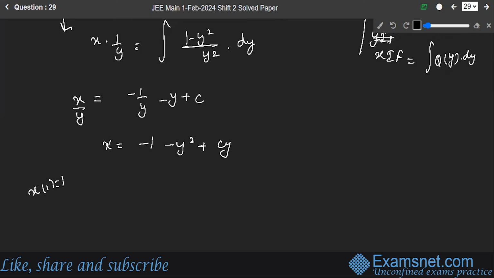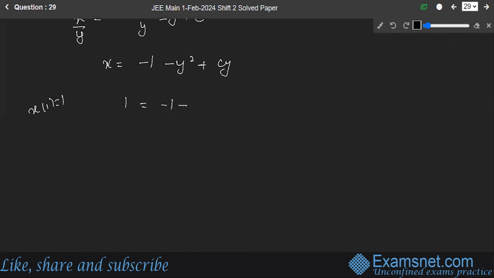Now you are given in the question x(1) is equal to 1. So when I put x is equal to 1, this equation will be 1 is equal to minus 1 minus 1 plus c into 1 only. Okay. So this gives me c is equal to 3, right? So what does this equation then become? It becomes x is equal to minus 1 minus y squared plus 3y.